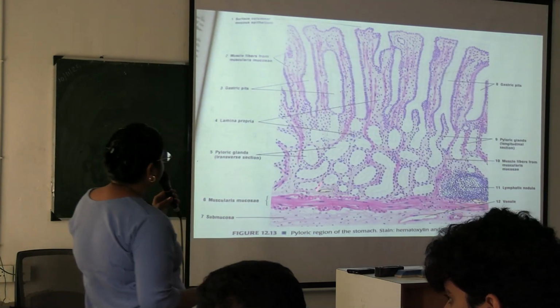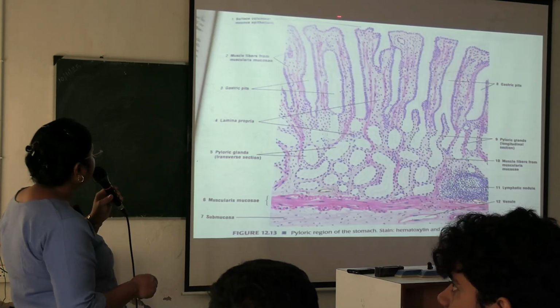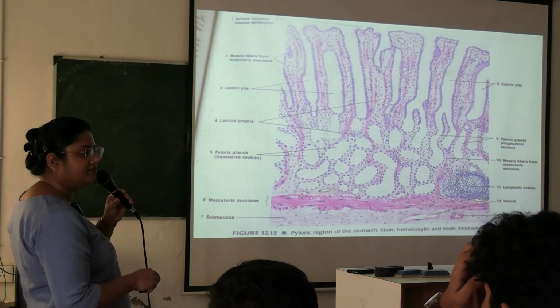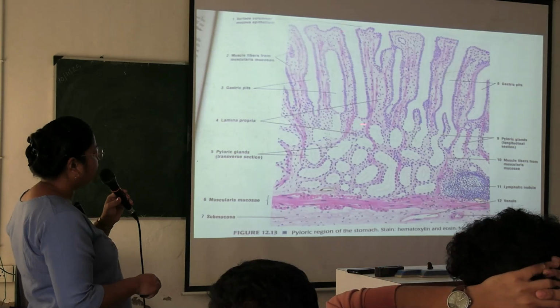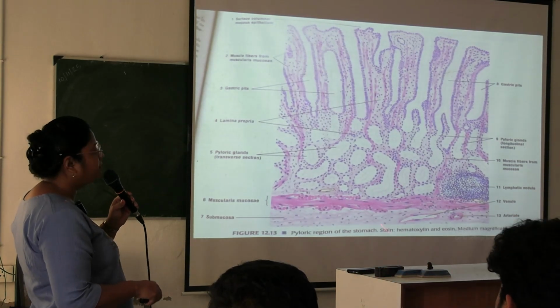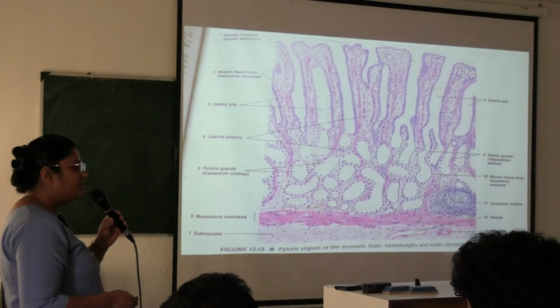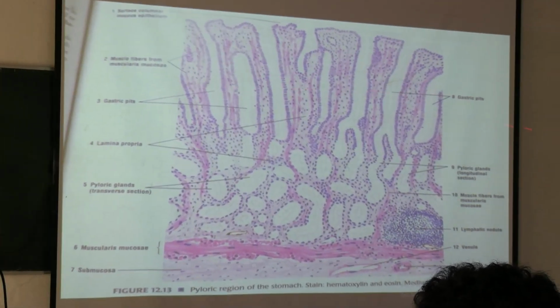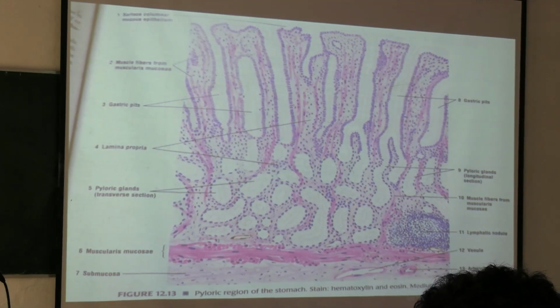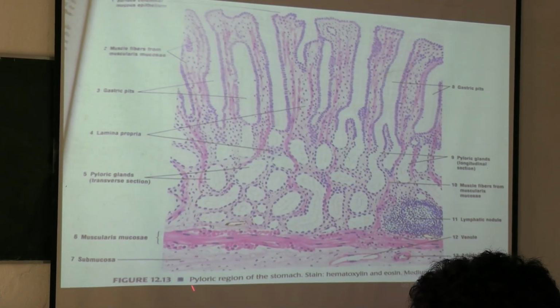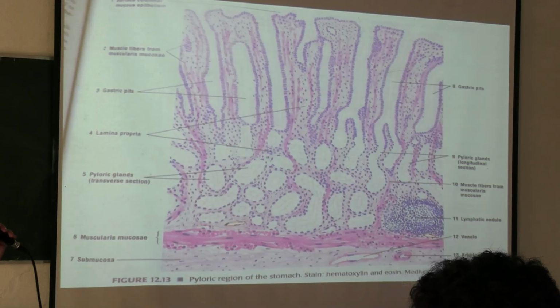See here, this is a section through the pyloric region. See, the gastric pits are longer here. These are the gastric pits. Lining epithelium is tall columnar epithelium, and the glands occupy only the lower 1/3 to half. Previously we have seen that glands extended up to this level, lower 2/3 almost. And this is one lymphatic nodule, muscularis mucosa. Here is the submucosa.